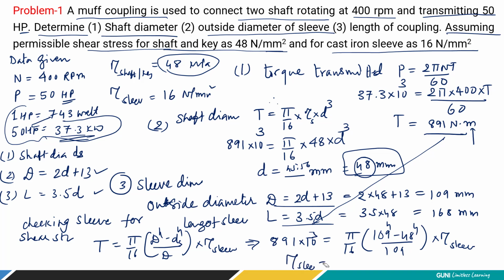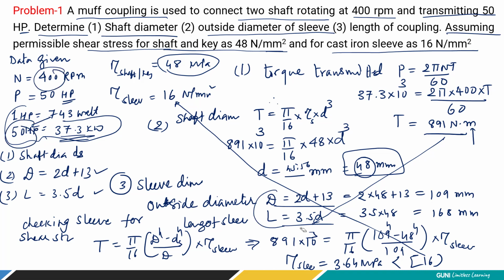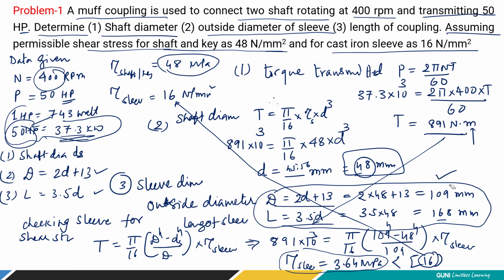Here the sleeve shear stress comes out to be 3.64 megapascal, which is less than the permissible stress of 16. Just look at the value, the safe value is given as 16. So the induced stress for the power transmission of 50 at 400 RPM with the proportionate dimensions 109 and 168 is 3.64 megapascal, much lower than the permissible value of 16. Hence we can say 109, the outside diameter of the sleeve, and its length are safe.